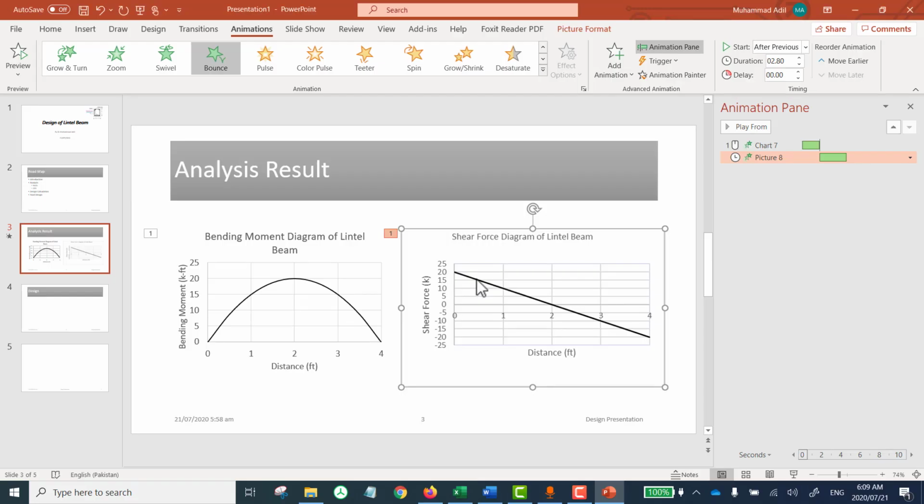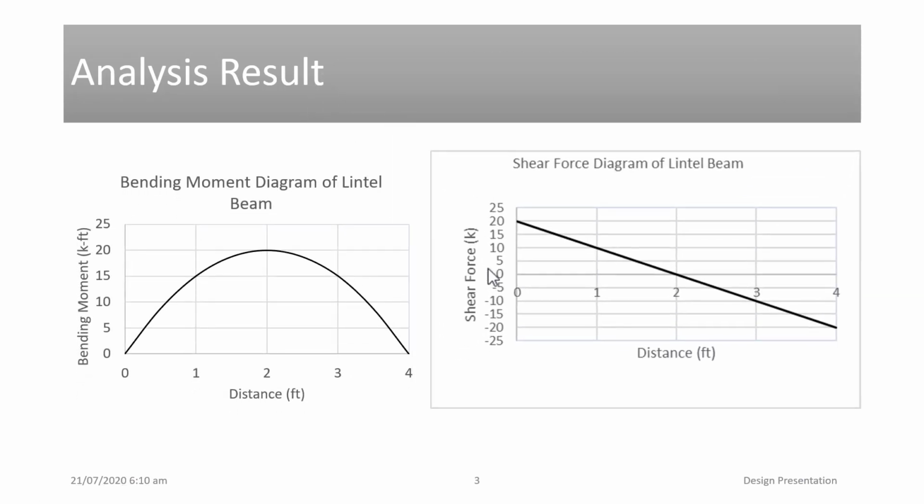But if I select this and say with previous, you will see as soon as this will start automatically, and these both are considered as one, as a single animation. So now this time if I press this and press a key, both of them started all together.